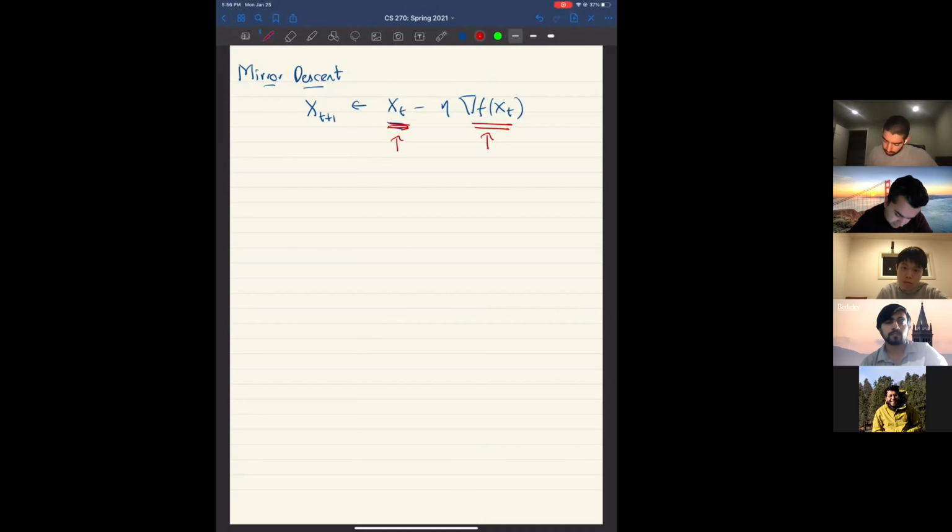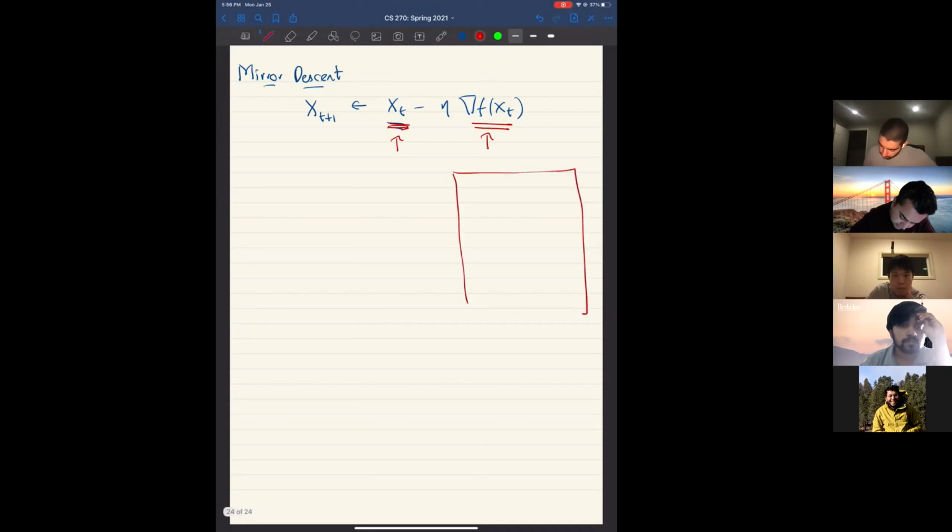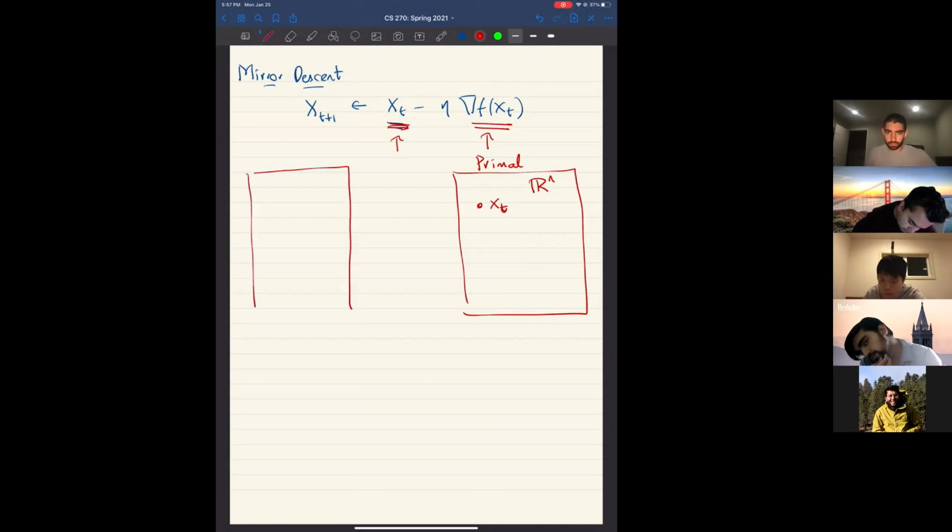And this is more conceptually wrong if you think about mathematically where x_t and the gradient live. So where is x_t? Let's call the space where we optimize the primal. x_t lives in this space, which is R^n. And if you have a space like that, the gradients live in the dual space.